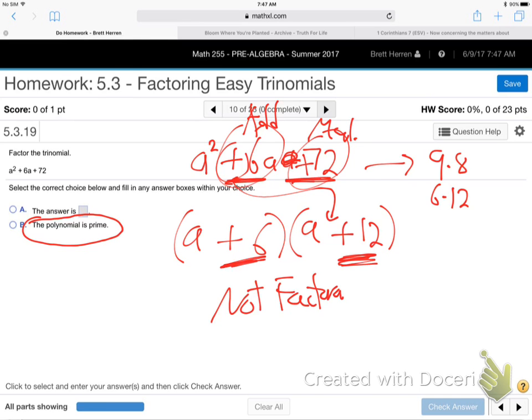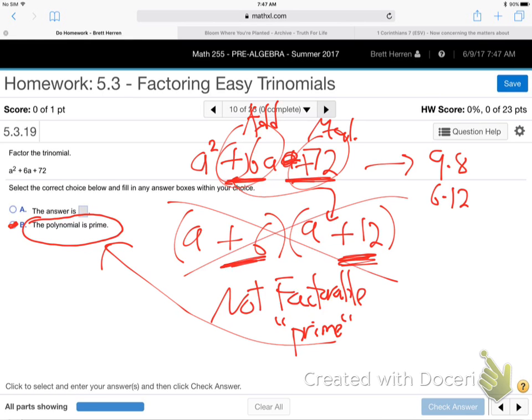Not factorable, better known as prime. Yeah, this one's not doable. This one just can't be done. There's not two numbers that exist that multiply to be 72 and add to be 6. It's not possible. So sometimes they're just not possible. And that's called prime, right?